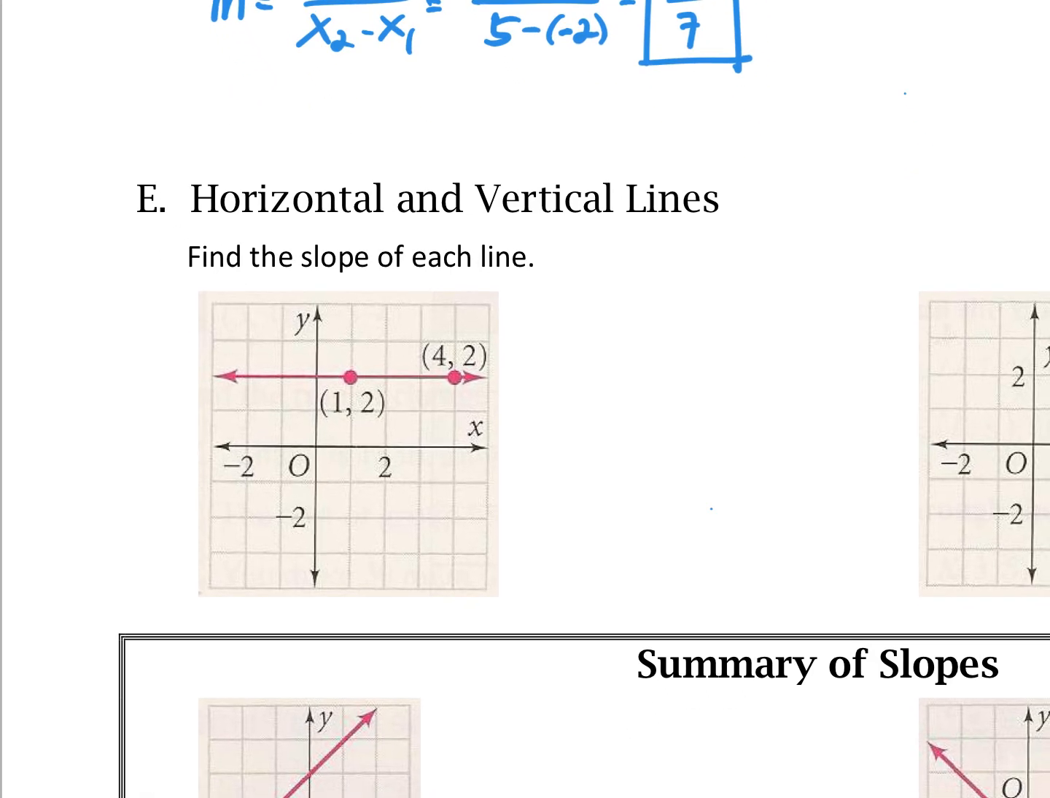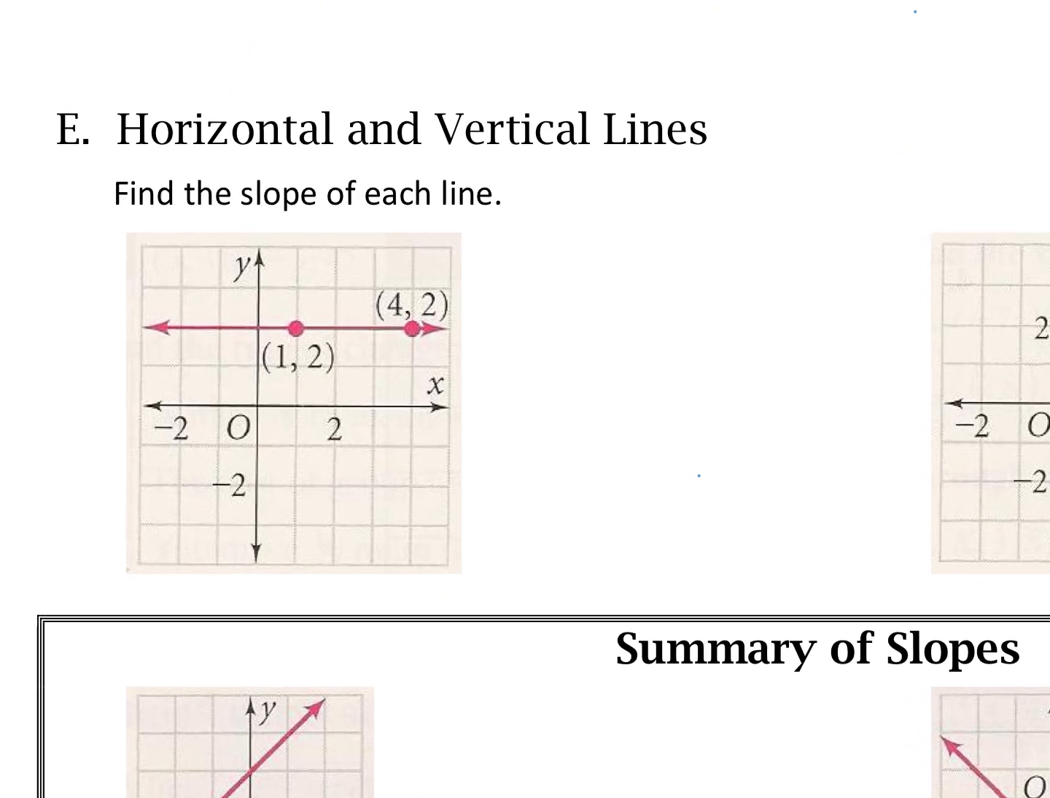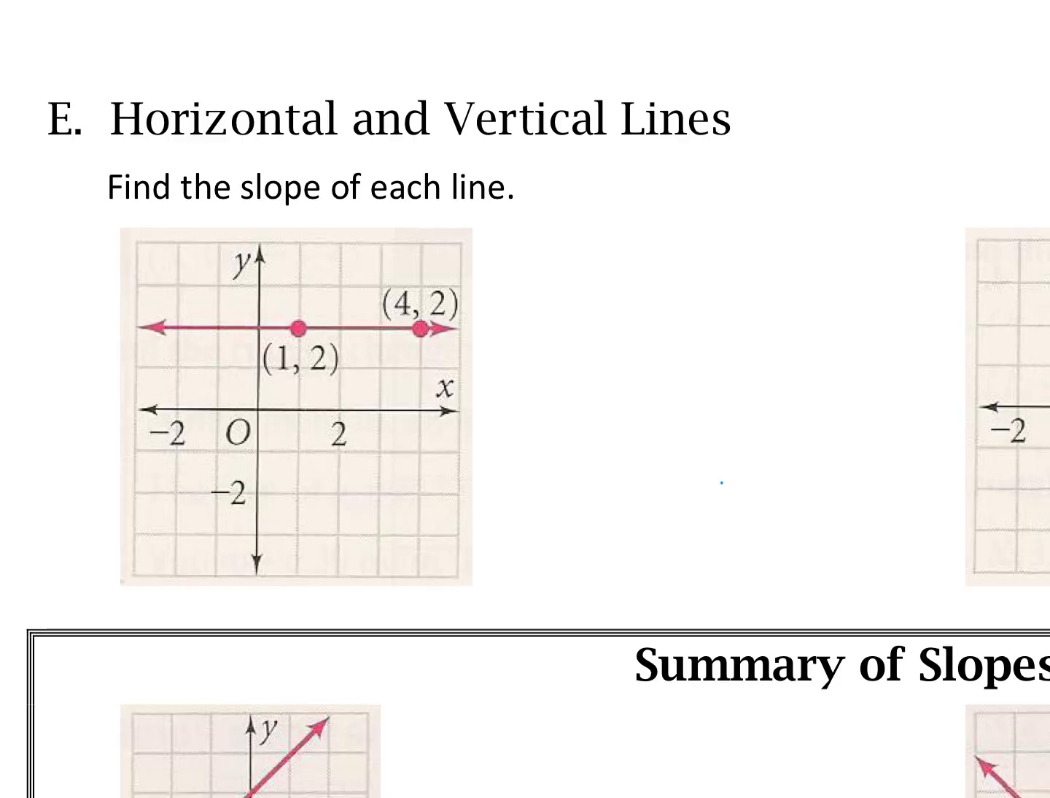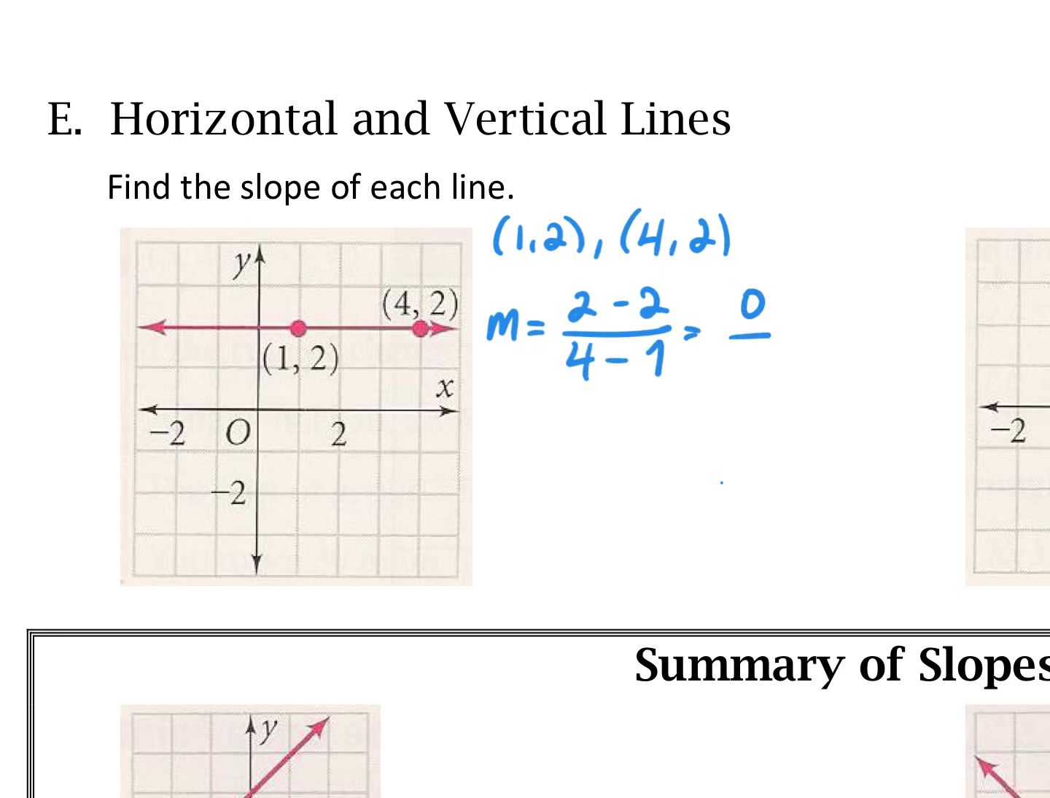Okay, horizontal lines. Let's look at the case of a horizontal line. What's going to be the slope of a horizontal line? There are 2 points in here: 1, 2, and 4, 2. Our slope is going to be 2 minus 2 over 4 minus 1. So that's going to give you 0 over 3. 0 divided by any number is going to give you 0.